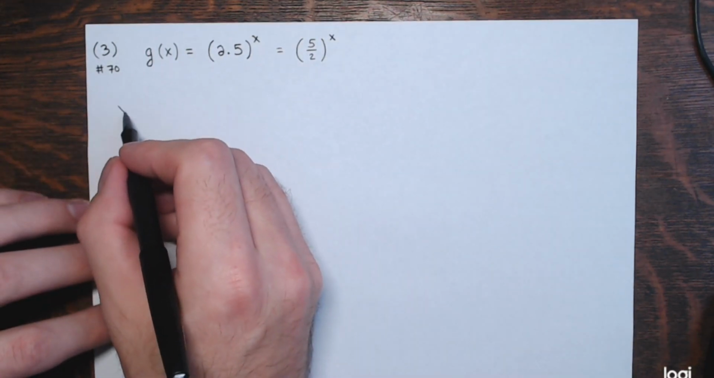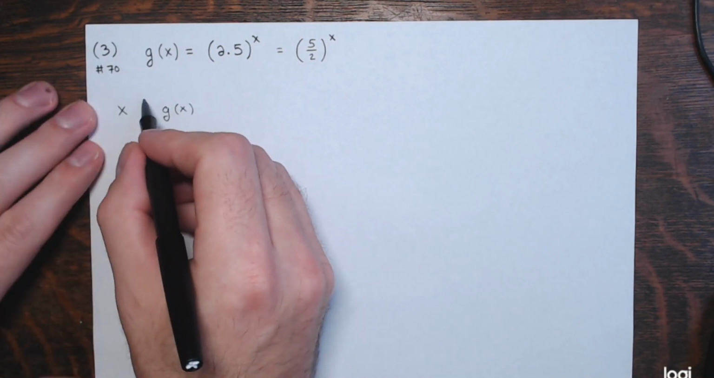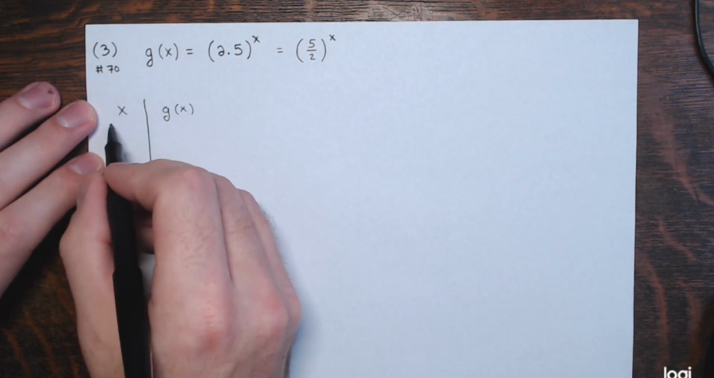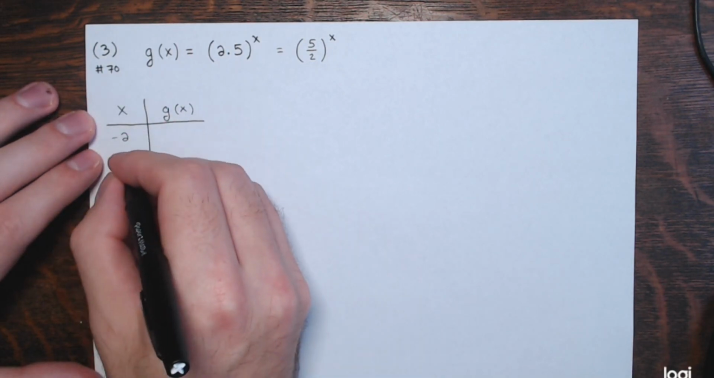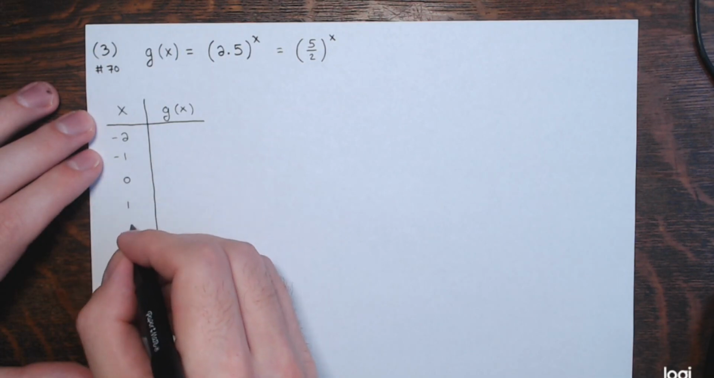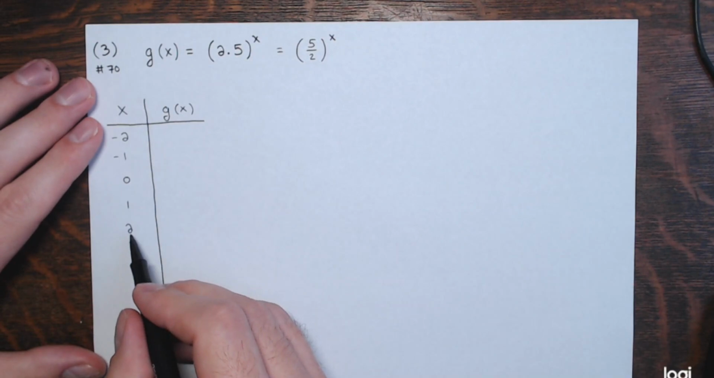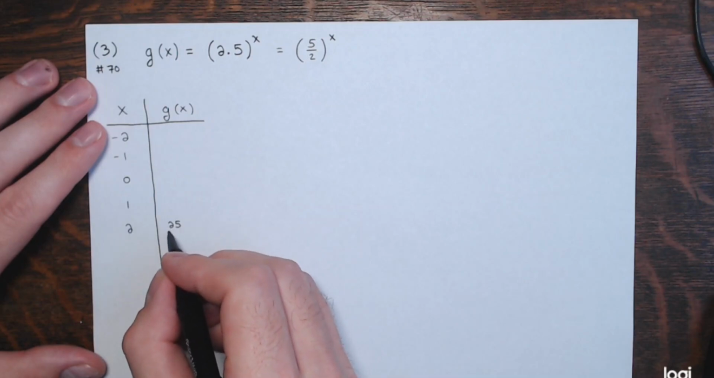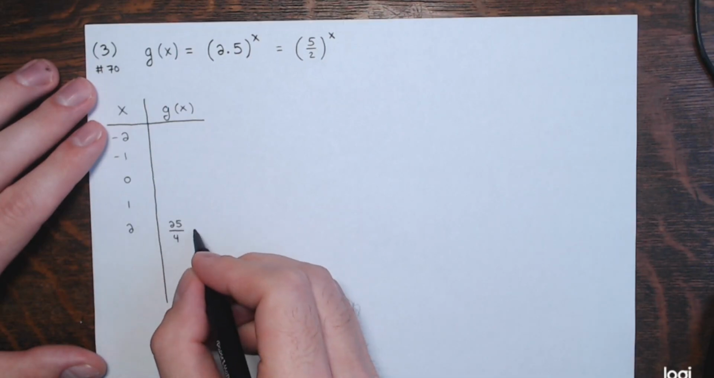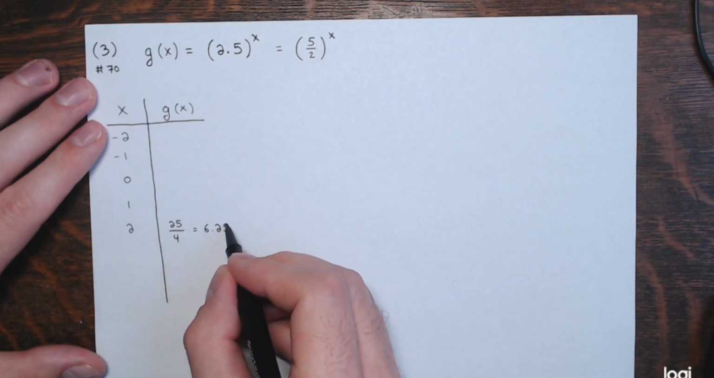And again, I'm going to make a table. Input, output, right? X and g of x. All right, and once again, I'm going to plug in -2 to 2. Just basic 5 integer inputs. All right, now 5 halves to the second power, 2.5 to the second power, is 25 fourths. All right, 25 fourths, or 6.25. All right, 6 1/4, same thing.